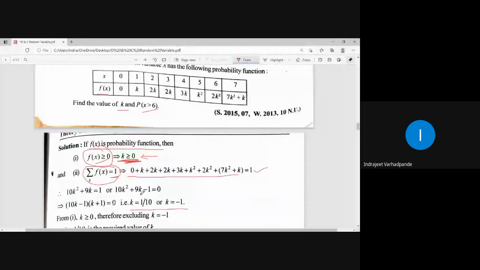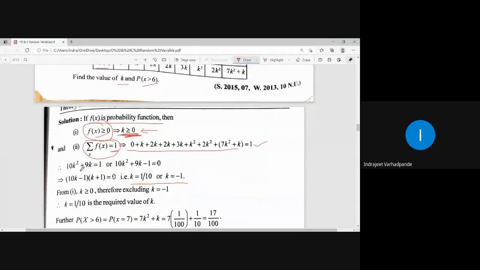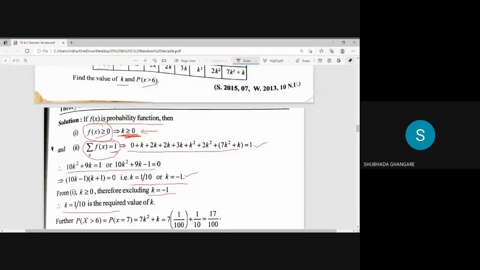So in this case, we find out the value of k. What is k coming out as? The quadratic equation becomes 10k square plus 9k is equal to 1. That is 10k square plus 9k minus 1 equal to 0. So k is equal to 1 by 10 or k is equal to minus 1. But here we saw that k is greater than or equal to 0. So I will be excluding k is equal to minus 1. So what is the required value for k? The required value for k is equal to 1 by 10. Clear up to this? Yes, sir. Note it down.